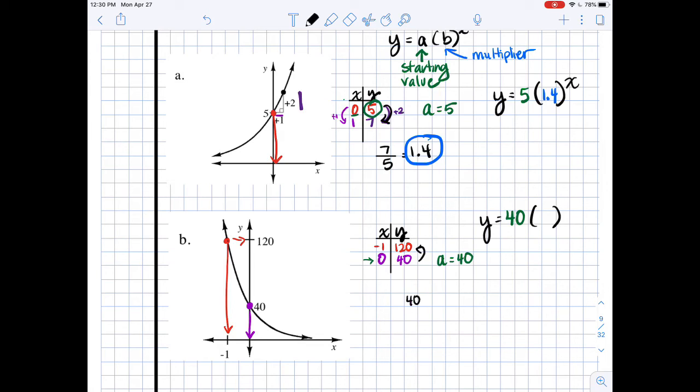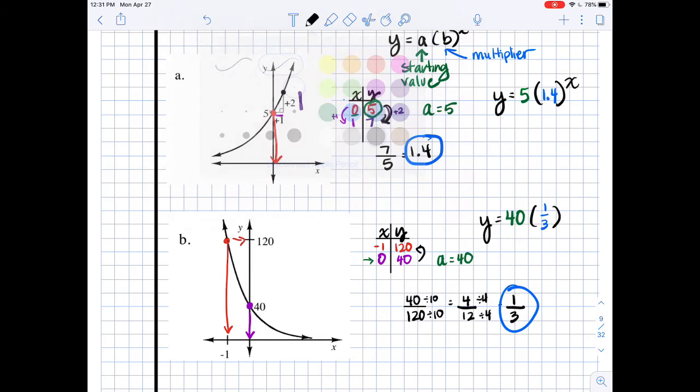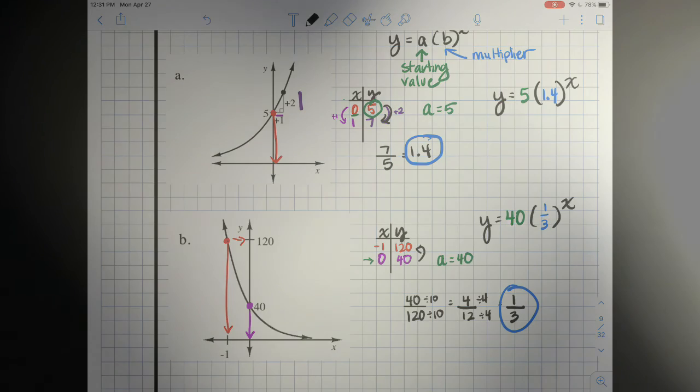So we're going to do 40 divided by 120. We're going to divide by 10. And that's going to give us 4 over 12. Divide by 4. That's going to give us 1 over 3. So we know that our multiplier is going to be 1 over 3 to the power of x. So now I want you to work on C, D, E, and F.